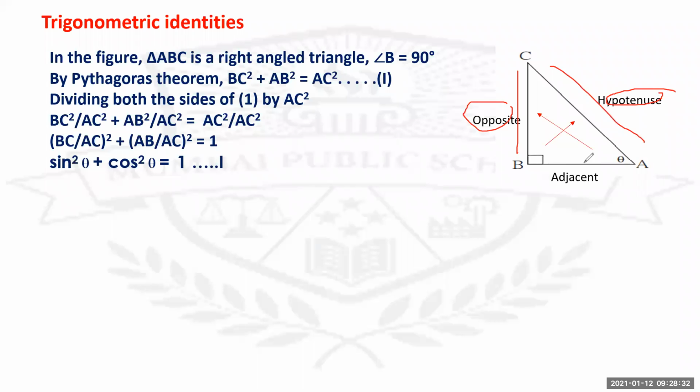so sine square theta. And again for cos theta, it is the adjacent side upon the hypotenuse. And the adjacent side is BA or AB. So AB upon AC, the whole square, is written as cos square theta. This is your identity number 1. Is this clear to all the students? This is the derivation of that.